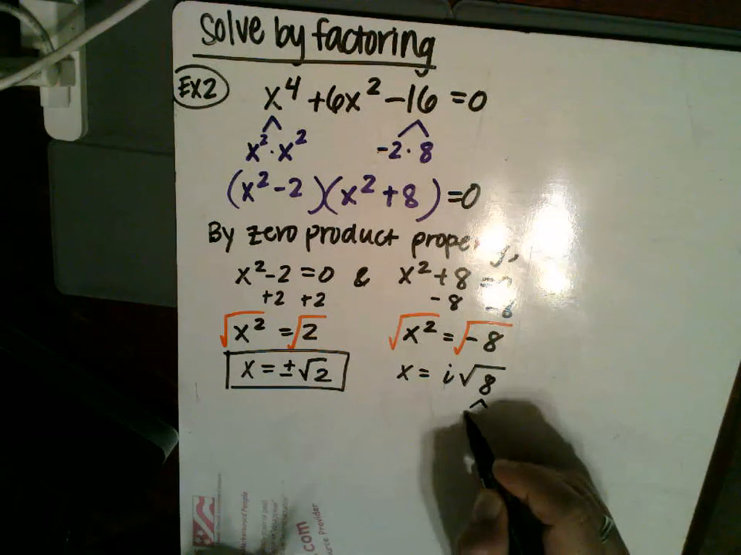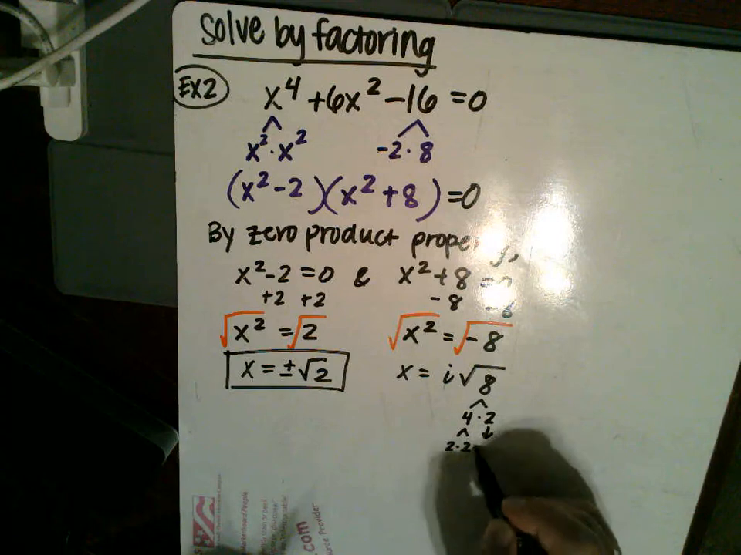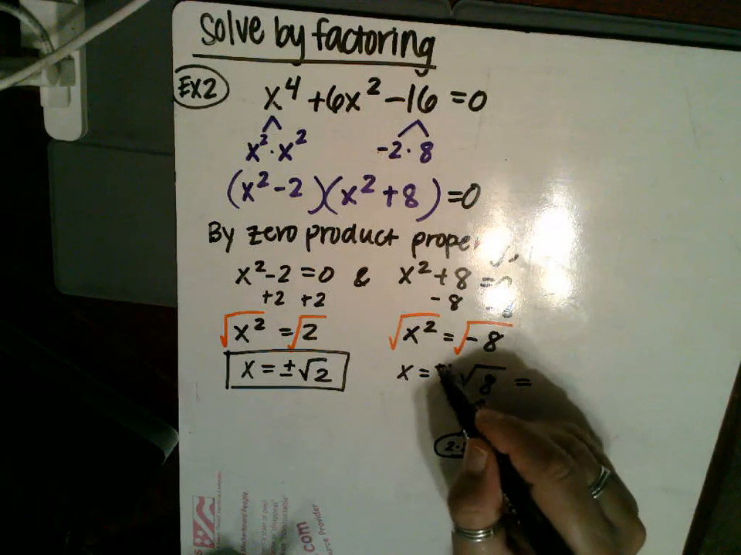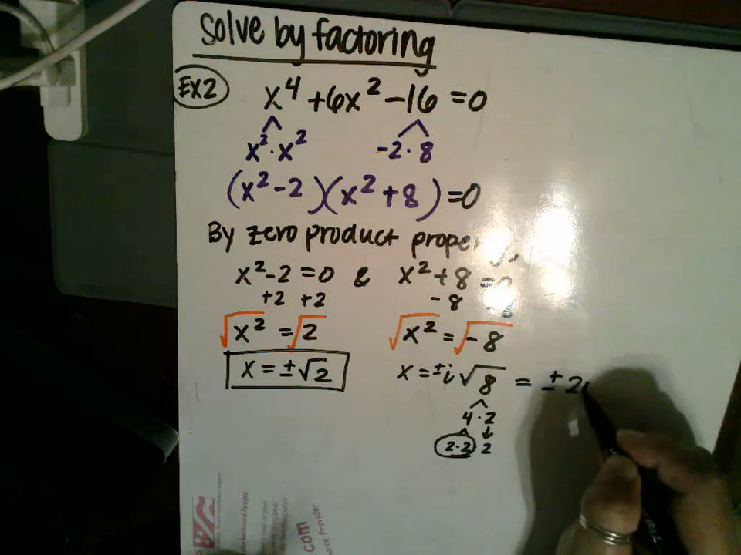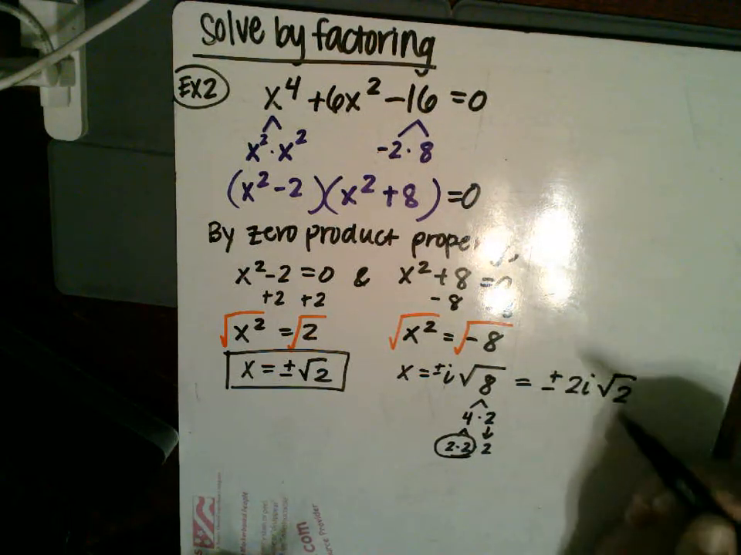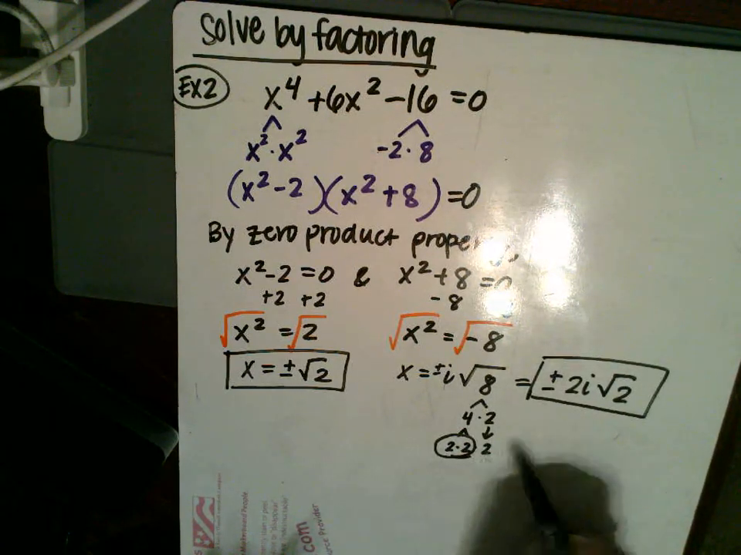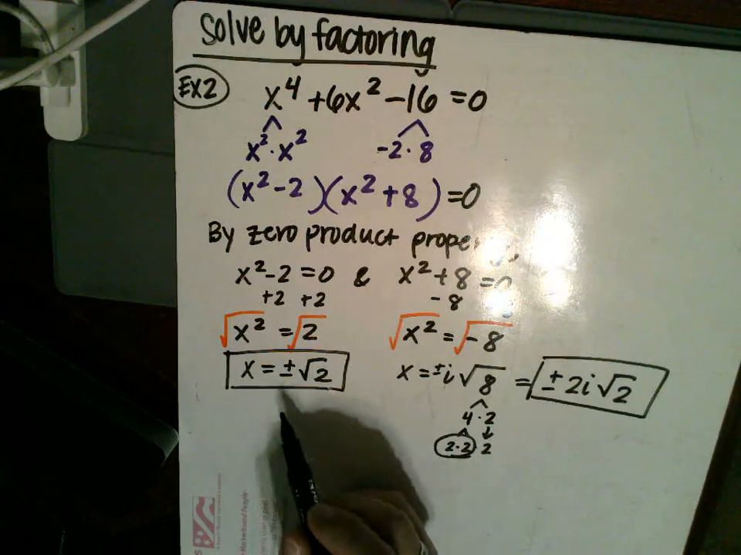And remember that 8 is 4 times 2, and 4 is 2 times 2. So this group of 2 escapes. So this really becomes, and this should have a plus or minus, I apologize, plus or minus 2i radical 2. Because this group of 2 breaks out, this group of 2 stays inside. So we end up with x is equal to plus or minus 2i rad 2, and x is equal to plus or minus the square root of 2.